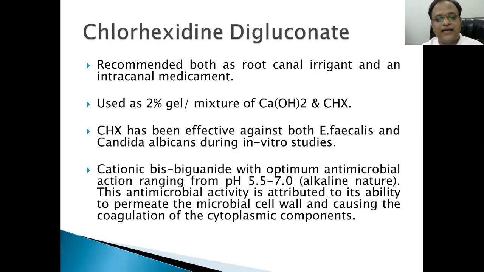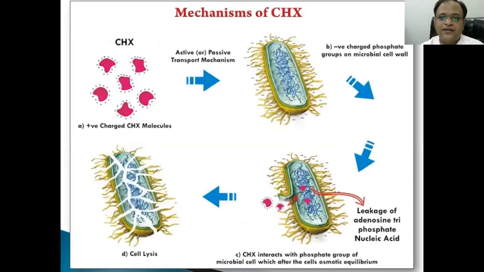This antimicrobial activity is attributed to its ability to permeate the microbial cell wall, causing the coagulation of cytoplasmic components. So what happens is, chlorhexidine has positively charged molecules. The phospholipids on the cell wall are negatively charged, so it causes cell lysis in a bigger way. If you see the bigger picture, chlorhexidine digluconate causes cell lysis.